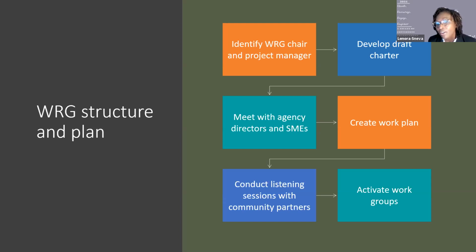Next, we created a draft charter based on the report and the discussions that we had begun holding with agency staff. We collected lessons learned from agency staff and key stakeholders, which led us to develop a work plan. Part of the plan included centering the voice of the people with community partner listening sessions. Those sessions were 60 minutes long, and we invited community partners to be a part of it to really understand what were their lessons learned during the pandemic and what happened to their clients during the pandemic.